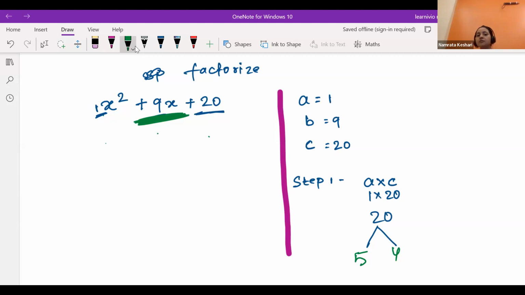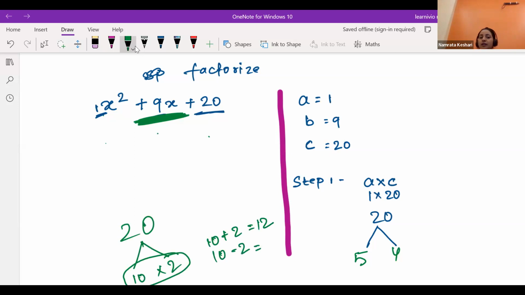Okay. 10 into 2 is also 20. See, if you factorize 20, the possibility is 10 into 2 is 20. But 10 and 2 added together is making 12. And 10 and 2 subtracted is making 8. And our middle term is 9. So addition is not working and subtraction is also not working. Any one must work, must generate our middle term. Getting it? Yes, ma'am.